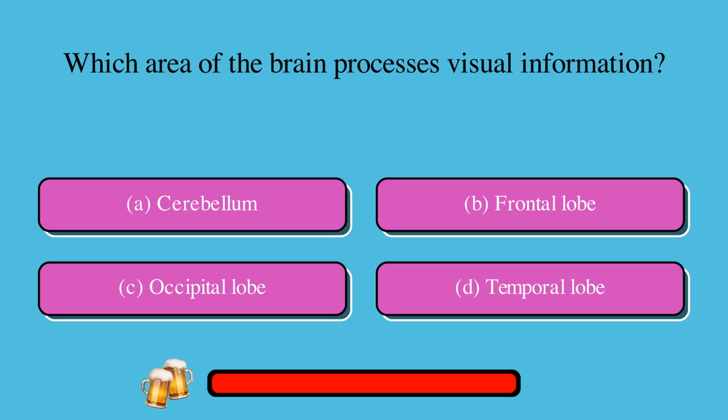Which area of the brain processes visual information? A. Cerebellum, or B. Frontal lobe, or C. Occipital lobe, or D. Temporal lobe. The correct answer is C. Occipital lobe.